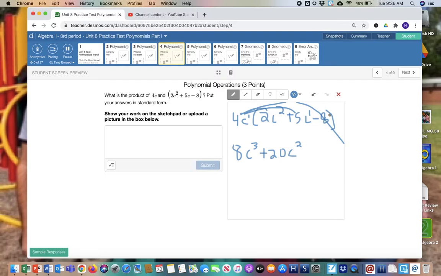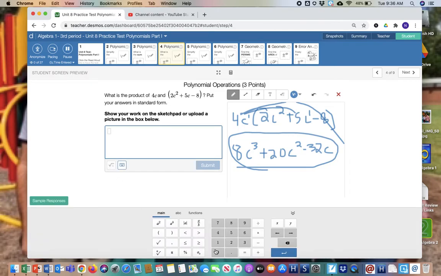Then 4 times -8 is -32. And then c, well, there's nothing else there, so there we go. 8c cubed plus 20c squared minus 32c. And again, it's already in standard form. So I'm going to hit 8 and c on my keypad, to the third, or cubed is how we can say it, plus 20c squared minus 32c. Awesome.